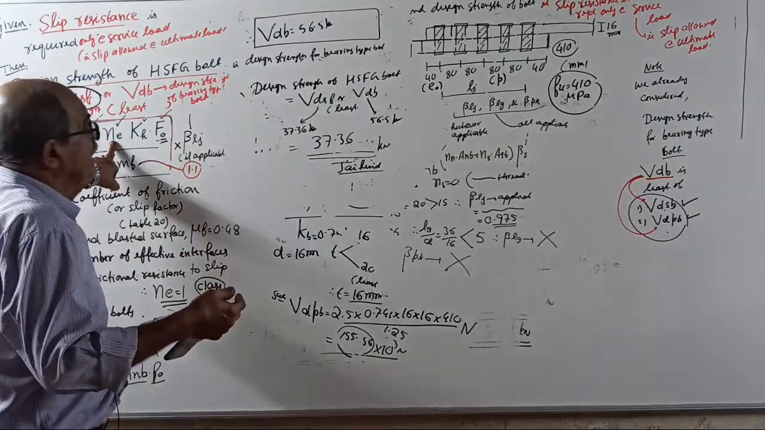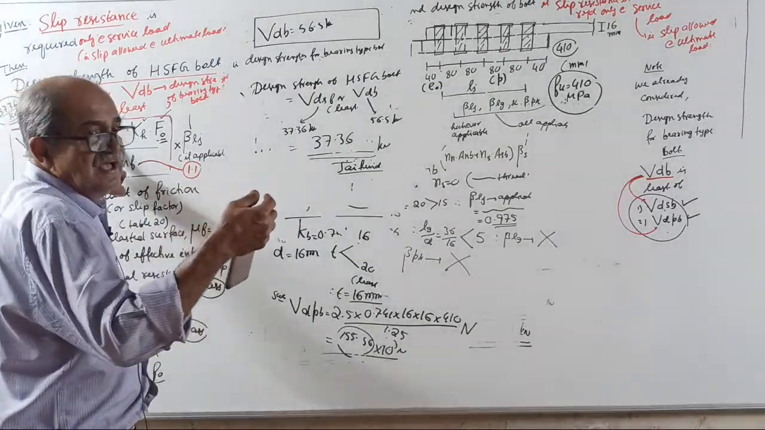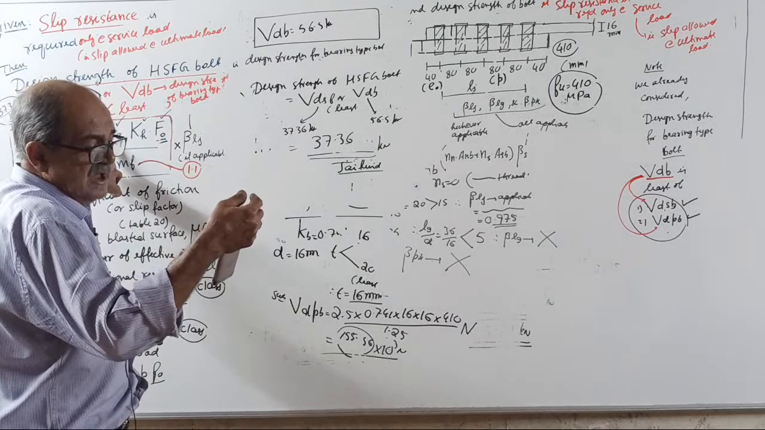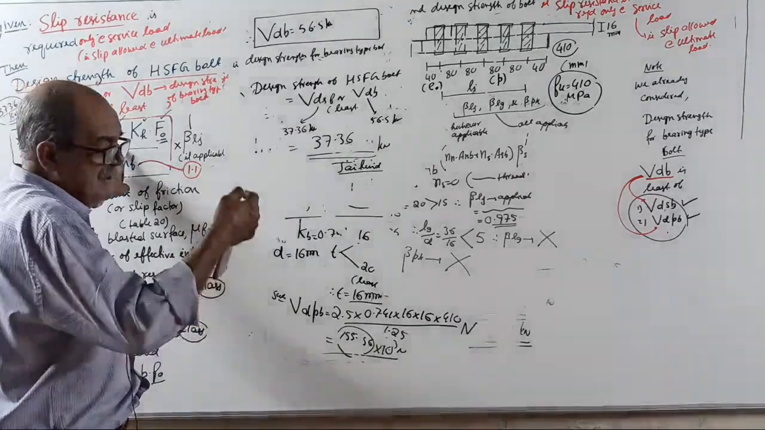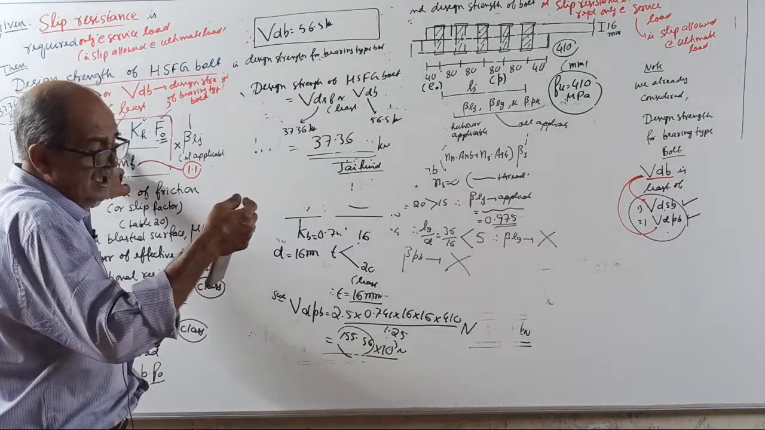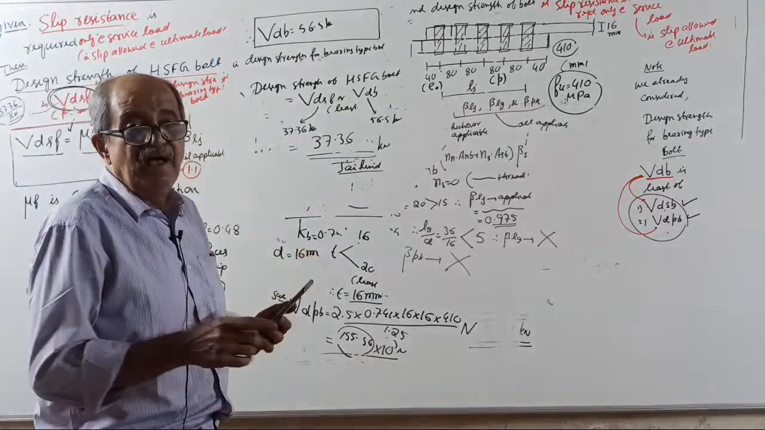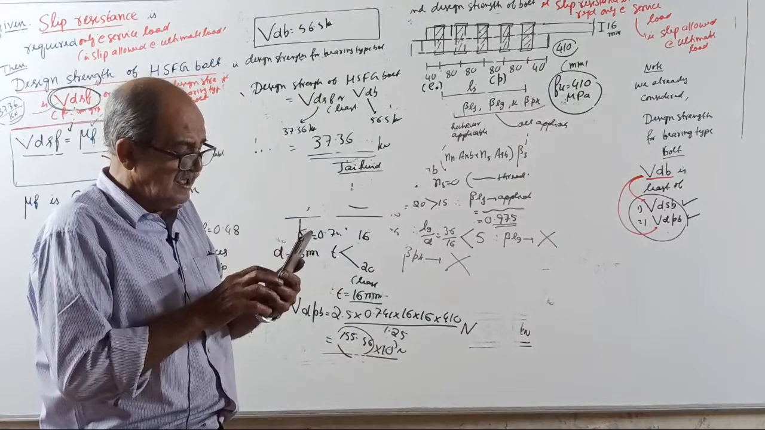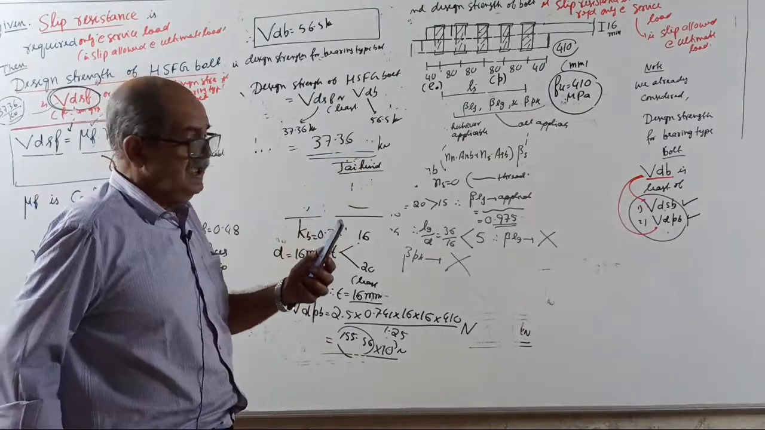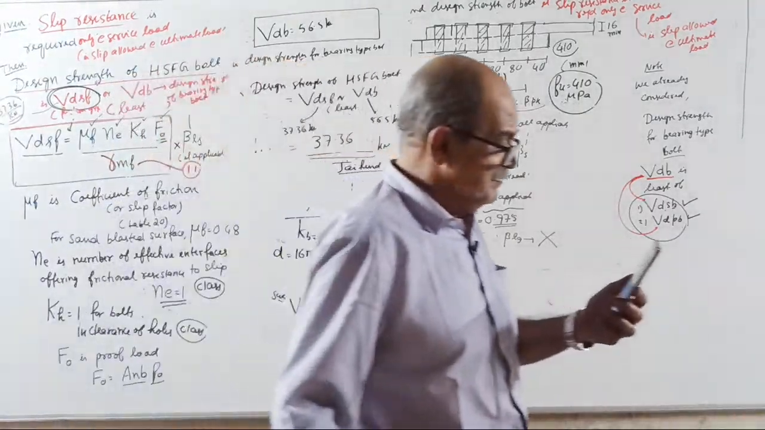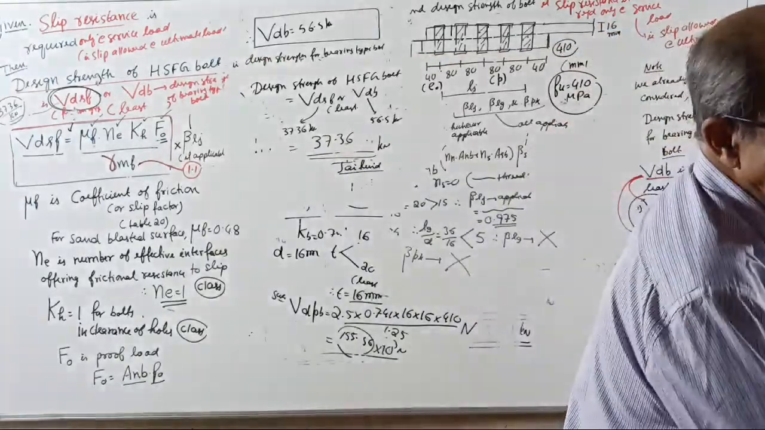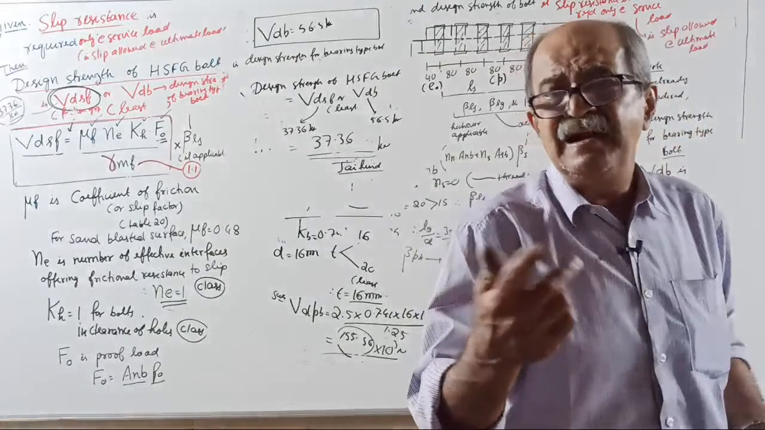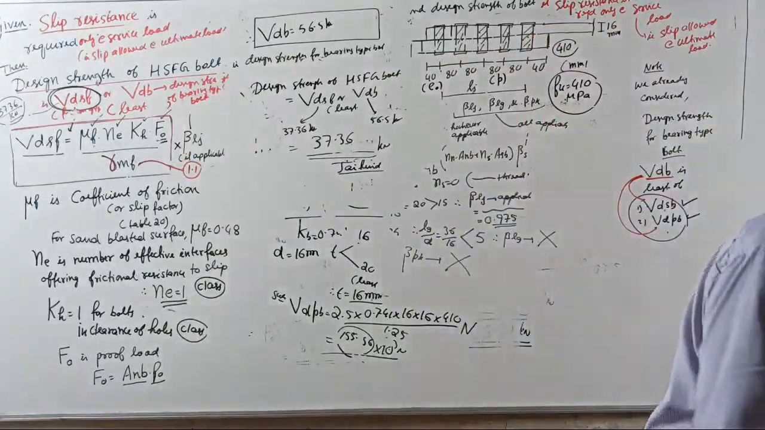If it is the double shear case, NE will become not 1, but how much? Today you got single shear. If double shear, NE will become 2. That's all. Or instead of sand blasting, if some other roughness is given, see there, it is given there.